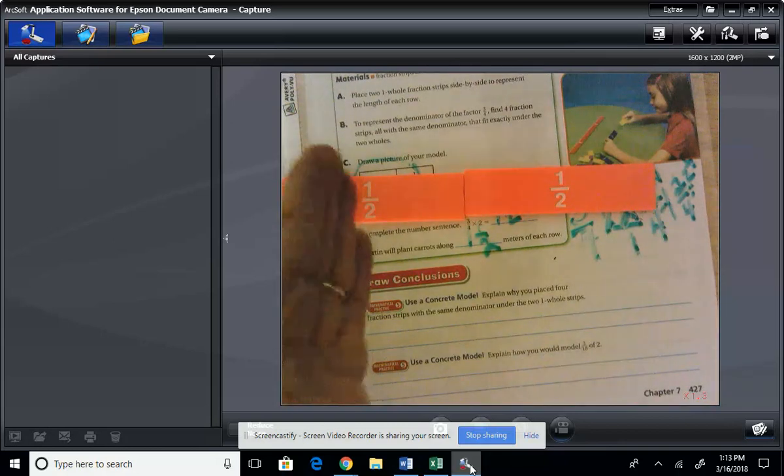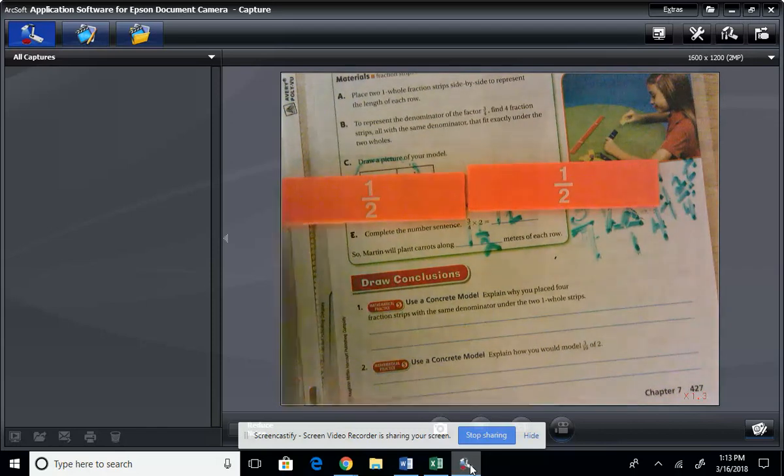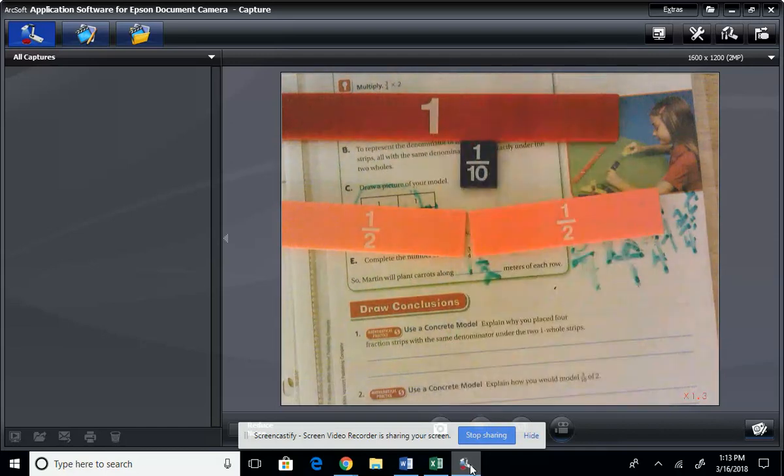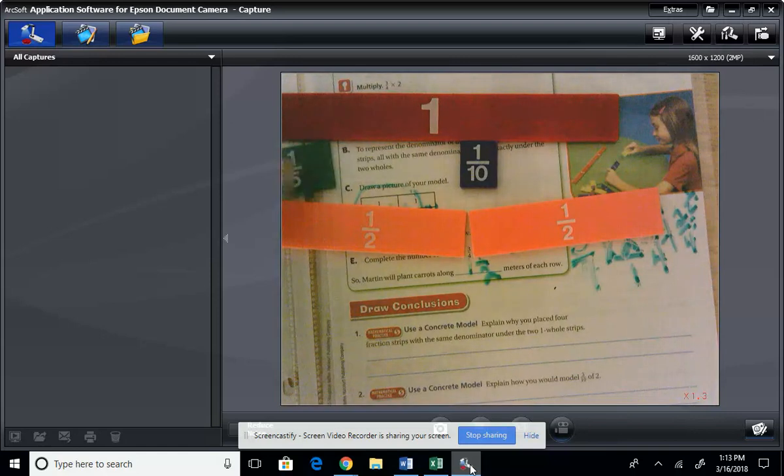As you can see, I got 4 halves, so what would I need for 10 to get all the way across? Well, I think it would be 1/10, because it's going to take 10 of these to cover that. Or I could do fifths, 1/5. And if I circled 3 of those, that would be 3/5.